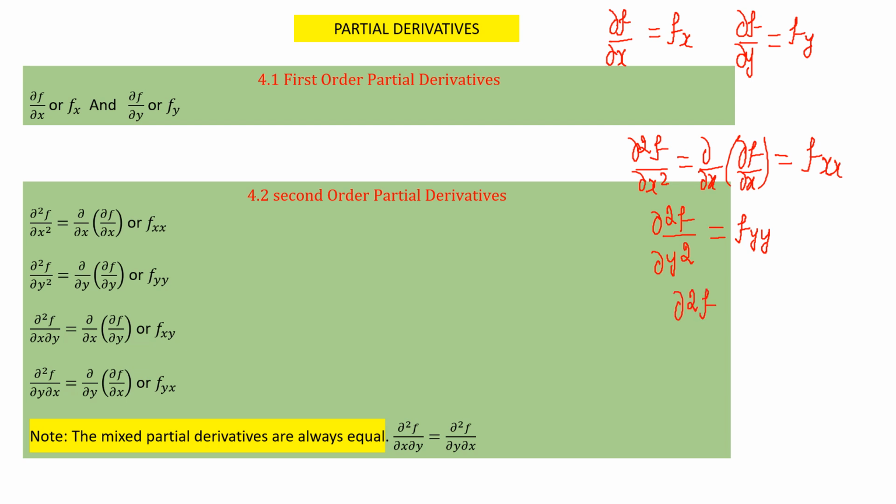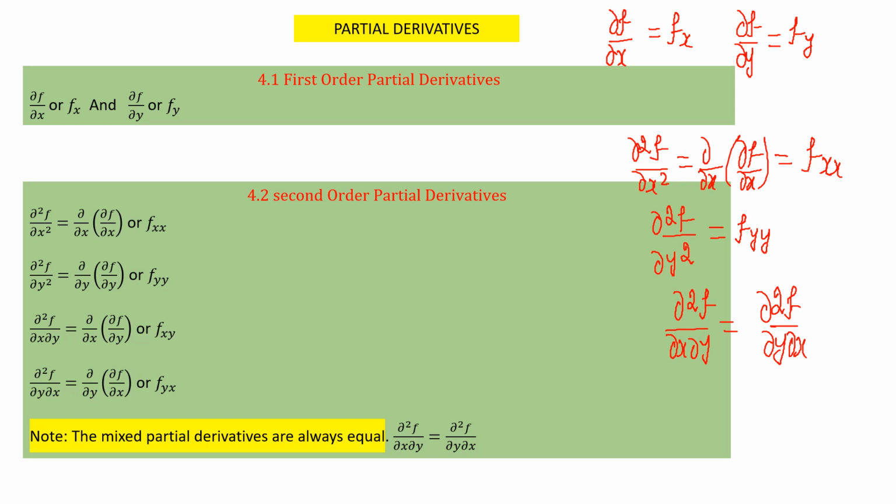And we have two mixed partial derivatives. Mixed partial derivative means we have to differentiate the function partially with respect to x one time and partially with respect to y one time. I can also say we can partially differentiate with respect to x one time, y one time, or we can do partial derivative with respect to y and x one time. So these two we call mixed partial derivatives.